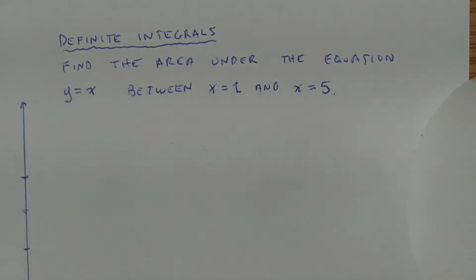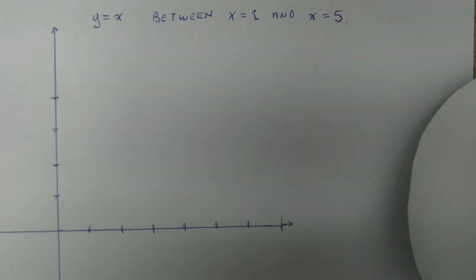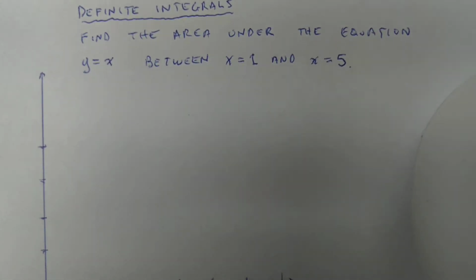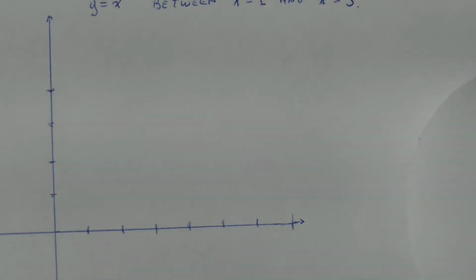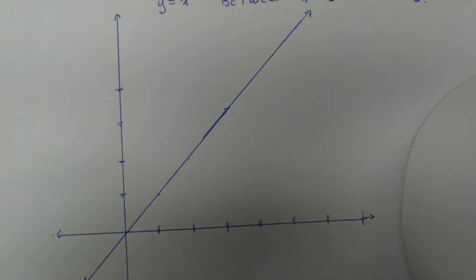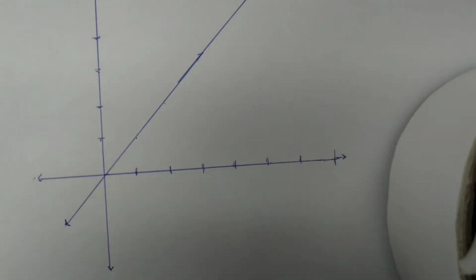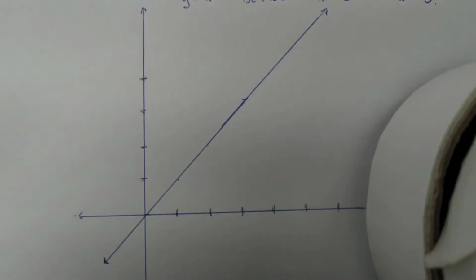Now, when it says under, as we know, if you look at the coordinate plane, underneath y is equal to x, which is a line with a gradient of 1, is going to be infinite. So obviously below this line you're going to go on for infinity, because the line goes on for infinity and the coordinate axis goes on for infinity.